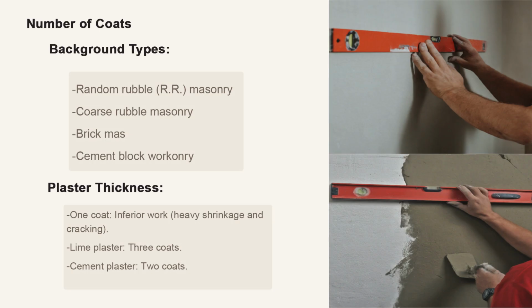So, having understood the essential tools, let us look into the specifics of plastering coats and how they help to achieve the required finish. Now, depending upon the type of the wall construction, whether it's a random rubble masonry, coursed rubble masonry, brickwork or cement block work, plastering requires different thickness and number of coats.